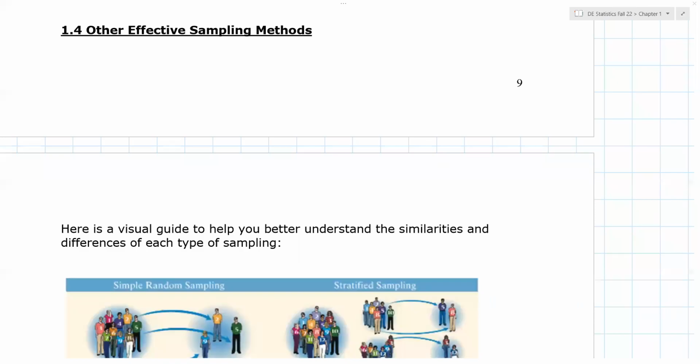1.4. So in 1.3, we talked about simple random sampling. In 1.4, we're going to talk about other, more complicated or more in-depth ways of choosing a good sample.